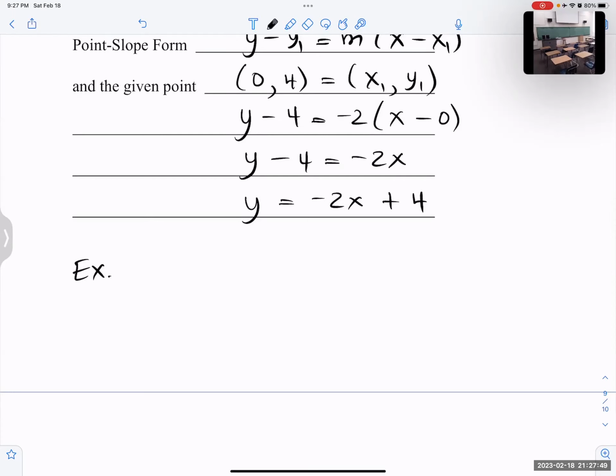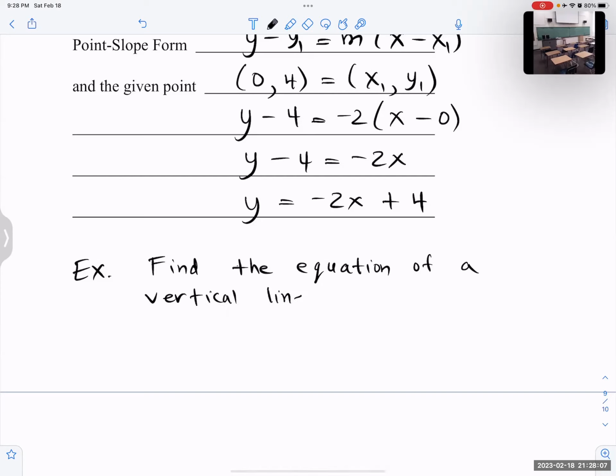New example, find the equation of a vertical line that contains a point at 4, -5, so containing x is 4, y is -5.